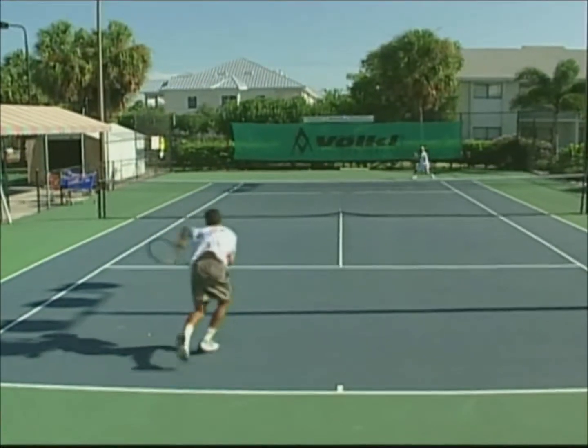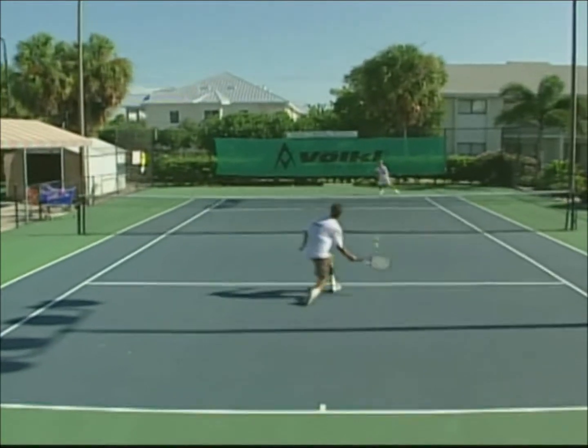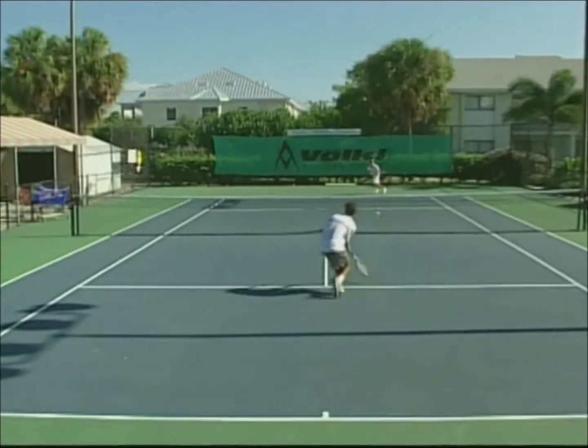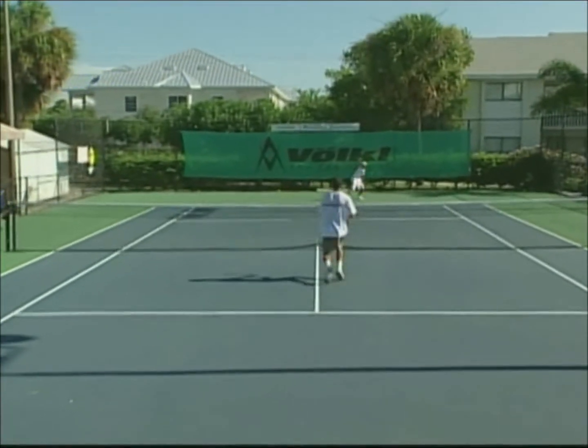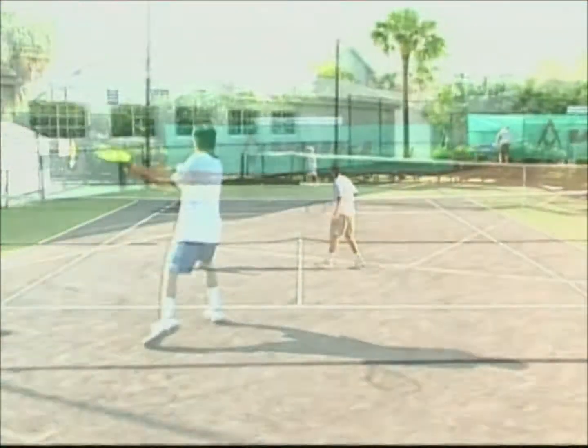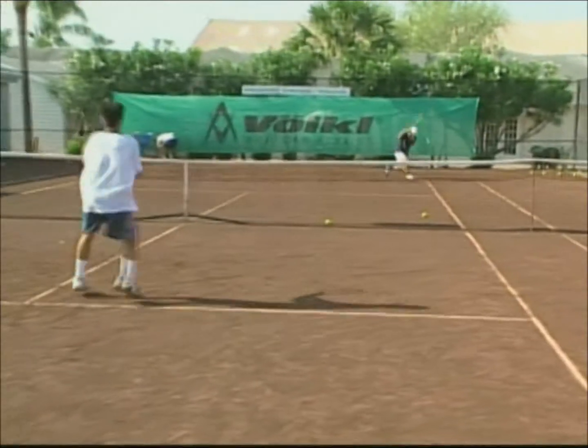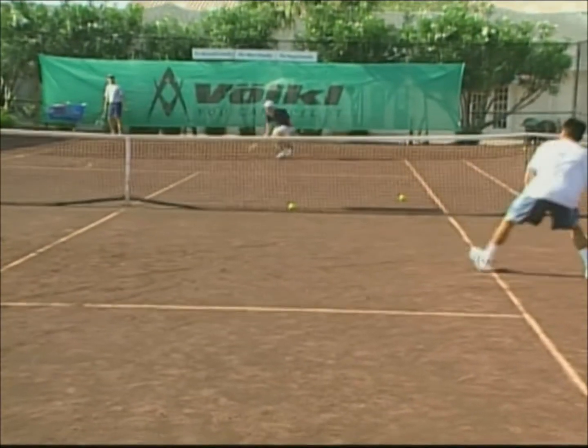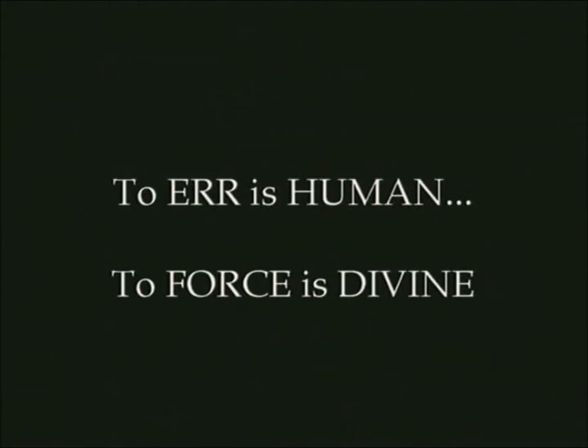When you volley for position, especially if you're back by the T, the closer you get to the net, the more you can angle off the volley. And that's what it's about. You're putting more pressure on the counterpuncher to make their shot even better. To err is human, to force is divine.